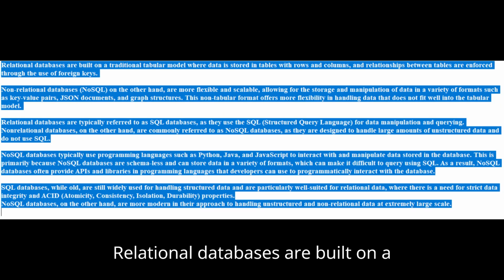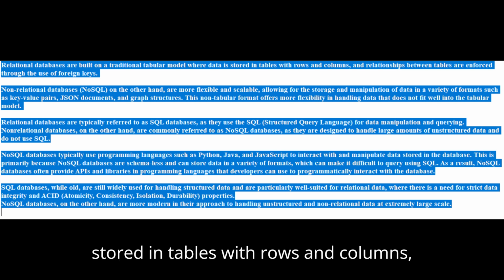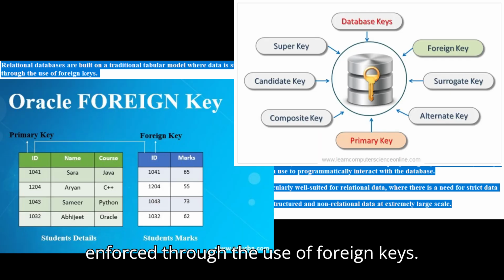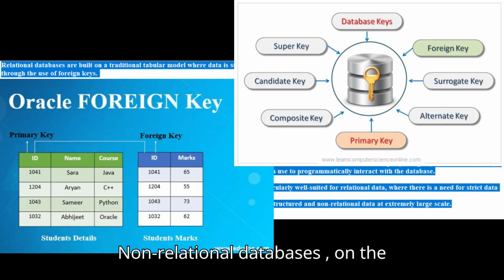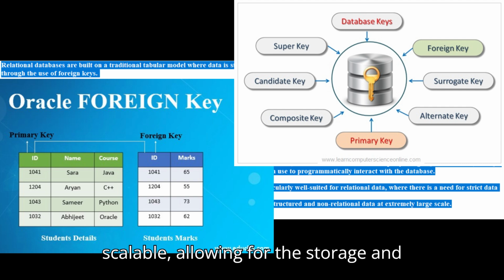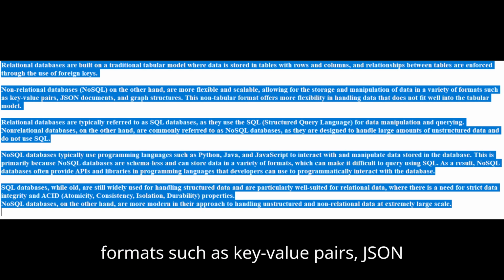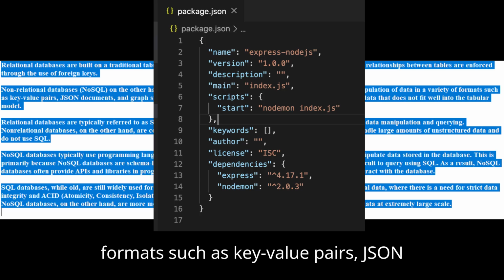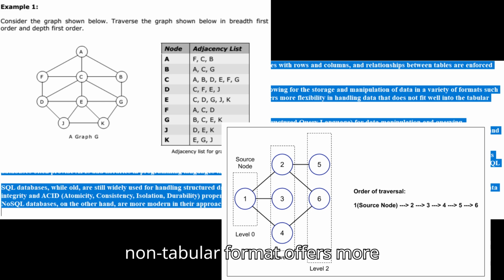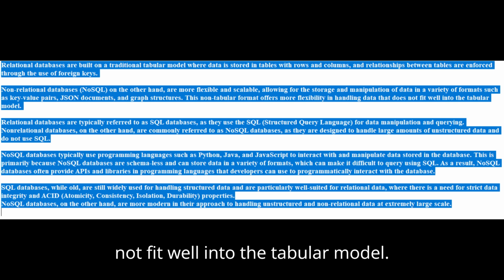Relational databases are built on a traditional tabular model where data is stored in tables with rows and columns, and relationships between tables are enforced through the use of foreign keys. Non-relational databases, NoSQL, on the other hand, are more flexible and scalable, allowing for the storage and manipulation of data in a variety of formats such as key-value pairs, JSON documents, and graph structures. This non-tabular format offers more flexibility in handling data that does not fit well into the tabular model.